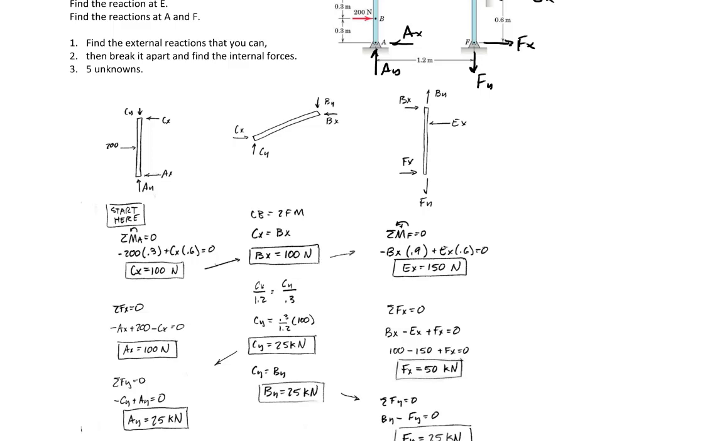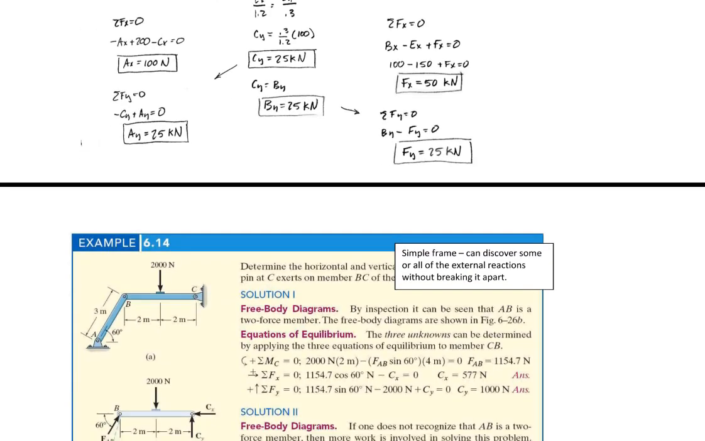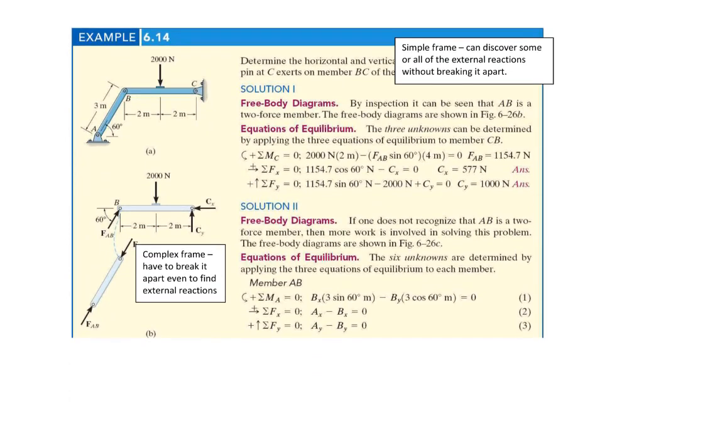I got a couple other things I just want to show you here in the examples. I believe there's two ways you can describe frames. Obviously, there are more than two ways you can describe them, but I'm going to call them simple or complex based on whether or not you can discover the external reactions without breaking it apart. For example, this is a simple problem with a two-force member, and you can find the external reactions using the solution 1 technique if you assume that it's a two-force member.